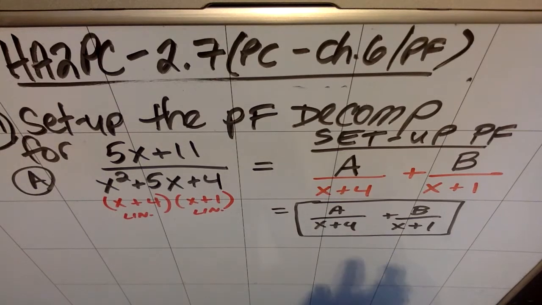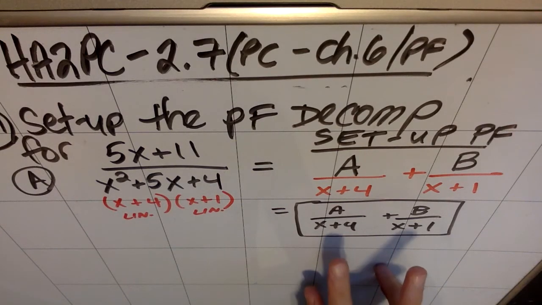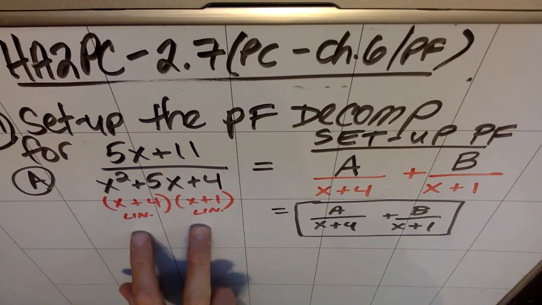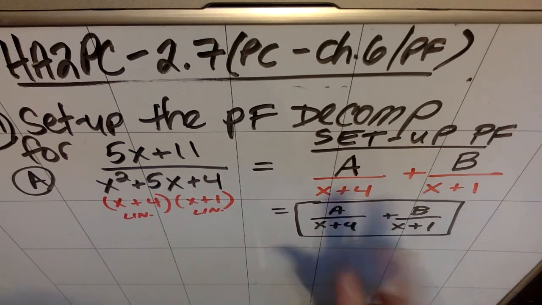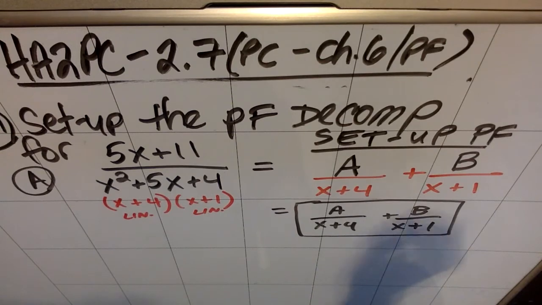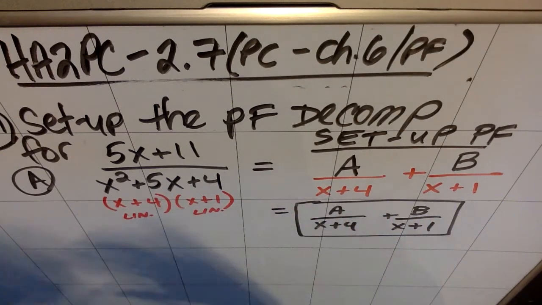Another question that comes up a lot is people worry about which fraction goes first. Remember that multiplication is commutative, so which factor you put first is really just a style thing, or what occurred to your brain first. So it's arbitrary whether I put the x plus 1 fraction first or the x plus 4 fraction first. It's also arbitrary which letter goes over which. If you had A on top of this one and B on top of that one, that's fine.